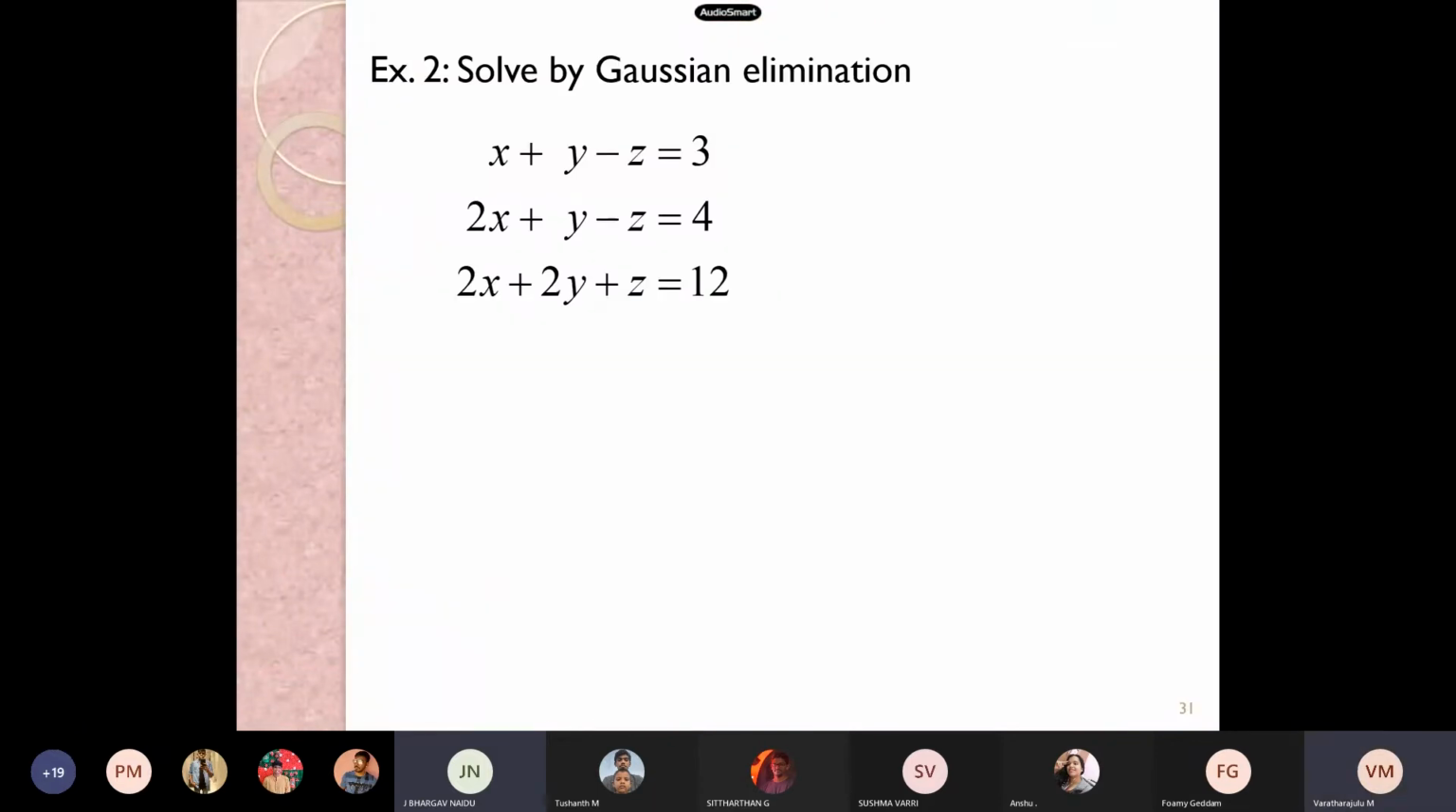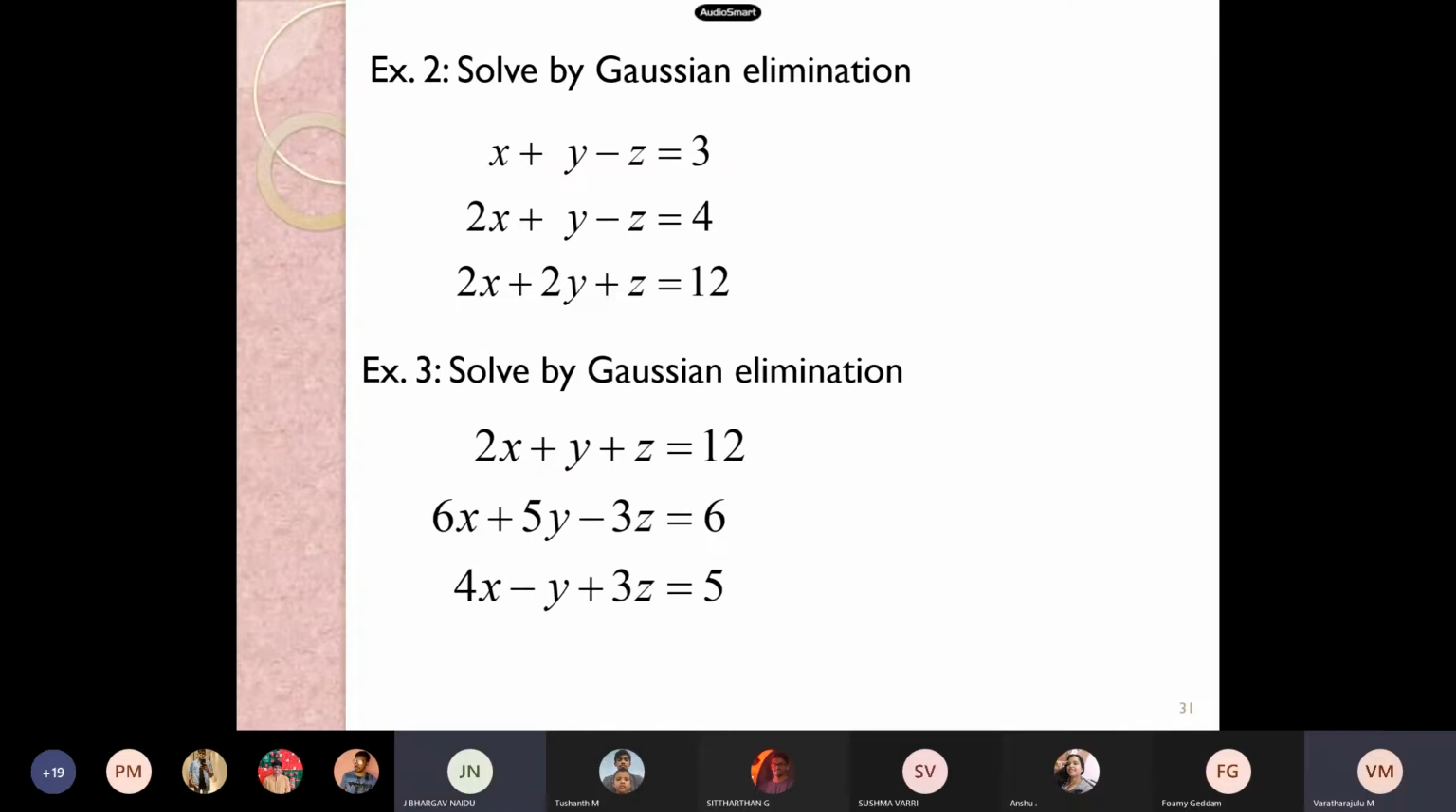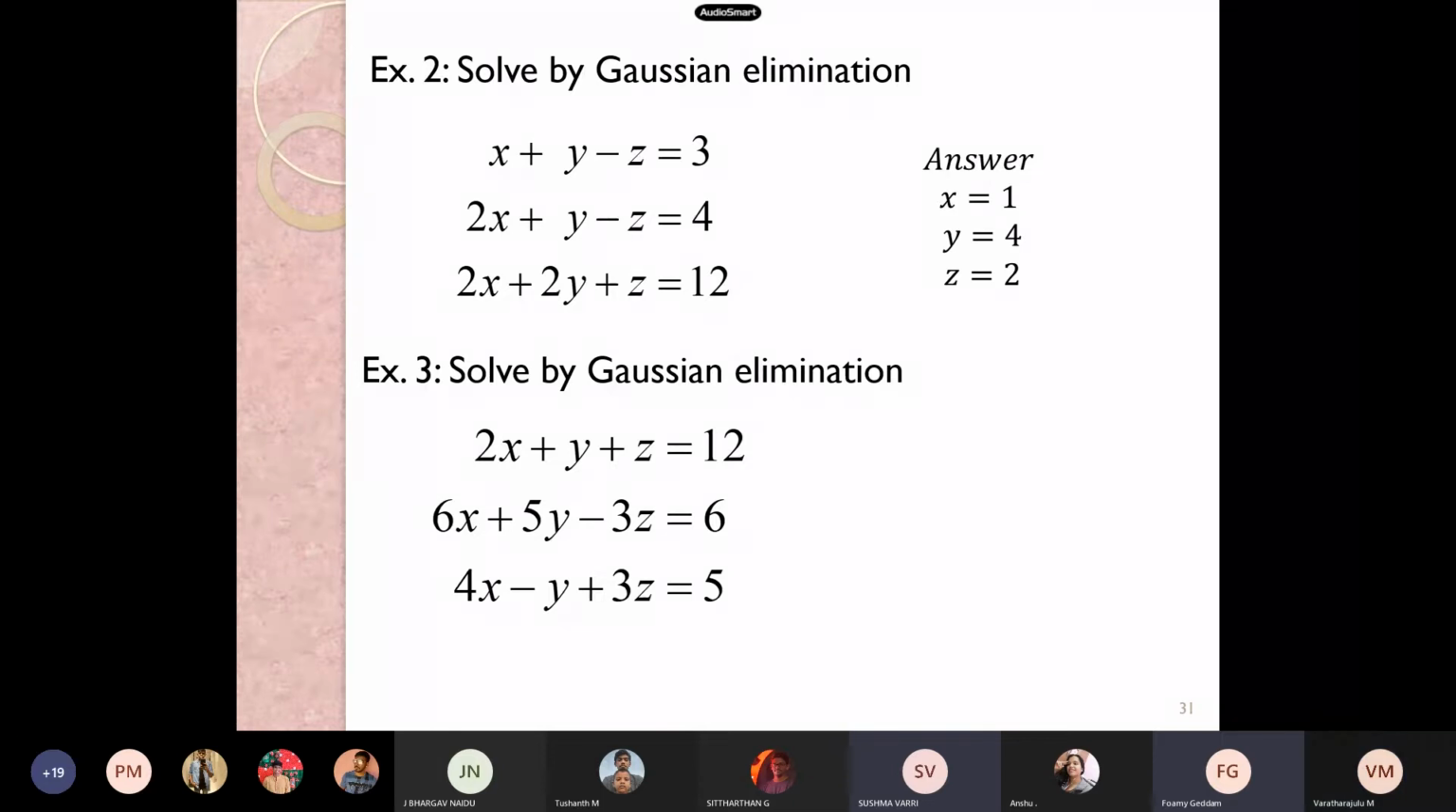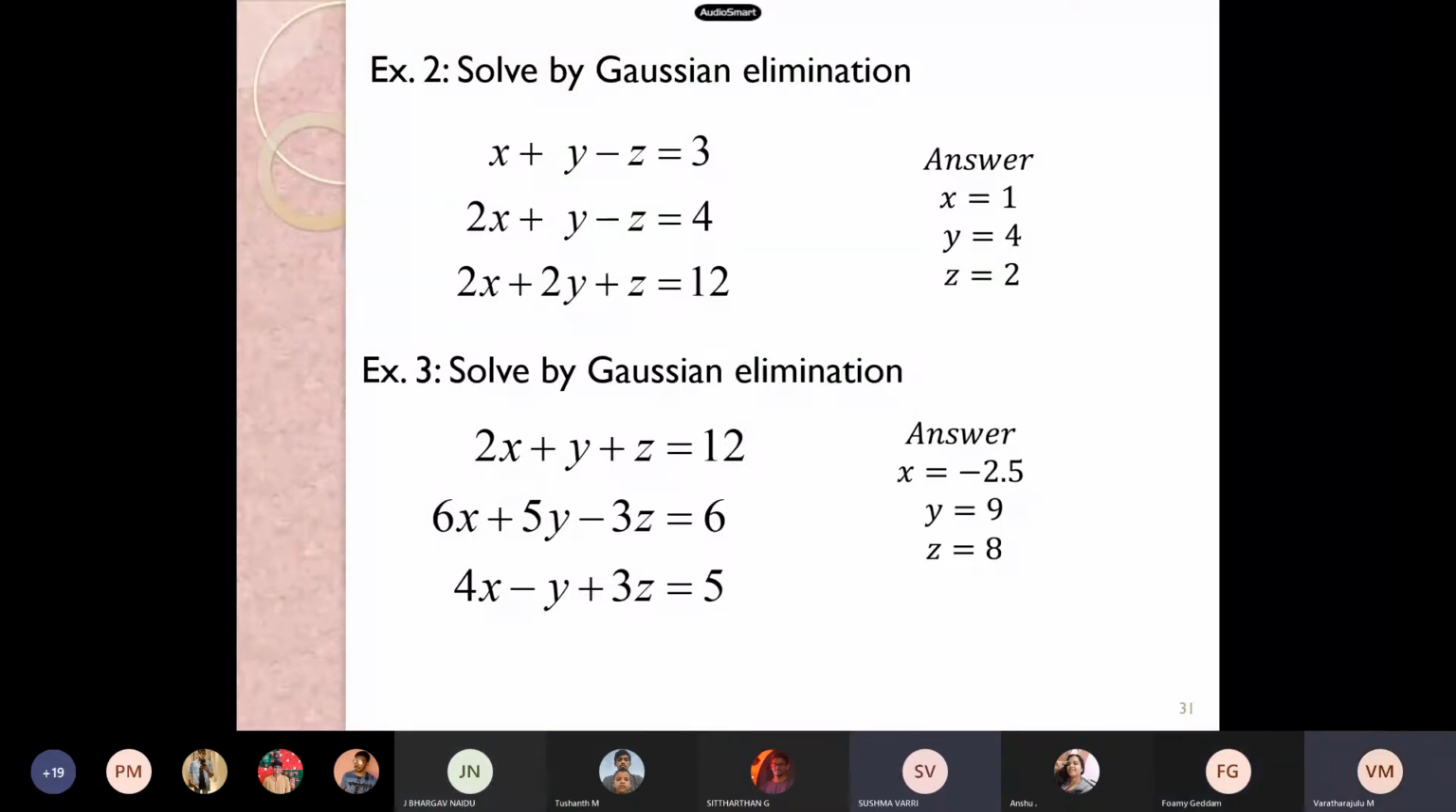I think you have solved exercise number 2 and exercise number 3. What was the answer for exercise number 2 and exercise number 3? For exercise number 2, the answer is x is equal to 142. Good. 142 is the answer. Fine. And for example 3, minus 2.5, 9 and 8, sir. Very good. Minus 2.5, 9 and 8.